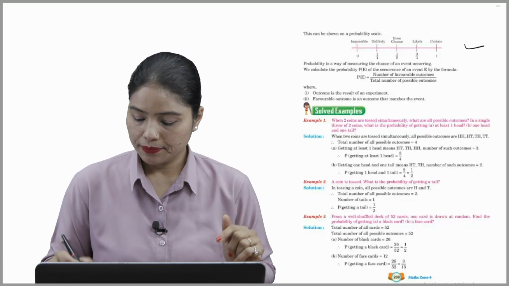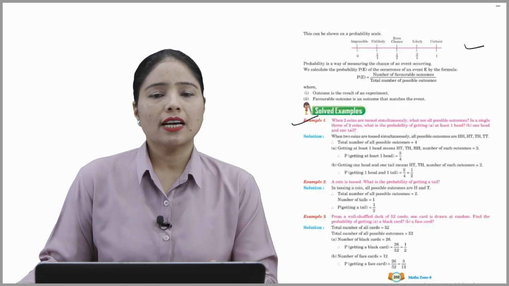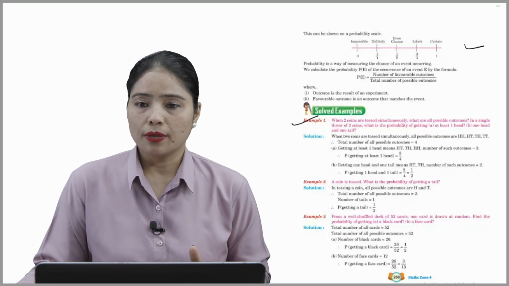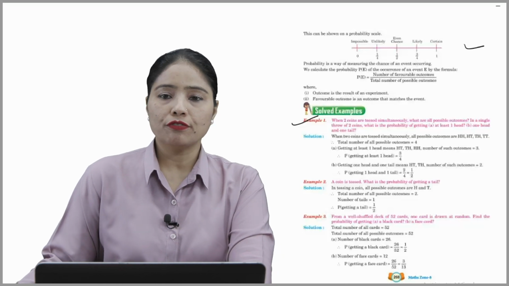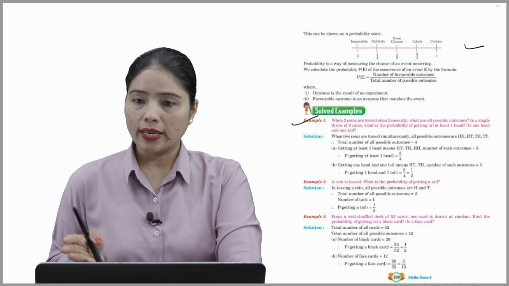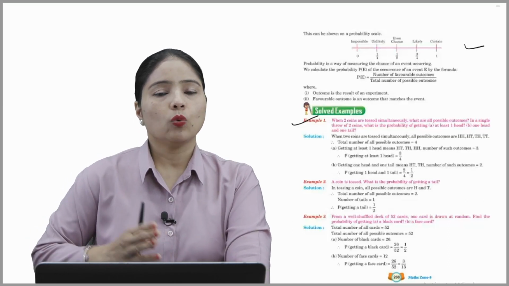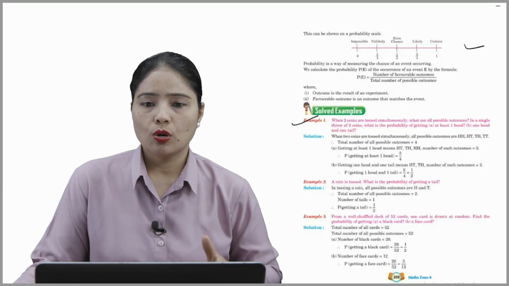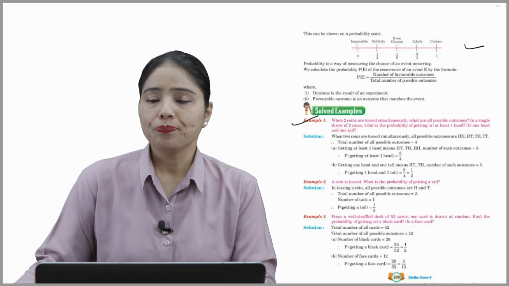Example number 1 beta. When two coins are tossed simultaneously, what are all possible outcomes? In a single throw of two coins, what is the probability of getting at least one head? And B1 means getting one head and one tail. So, solution. When two coins are tossed simultaneously, what are all the possible outcomes?